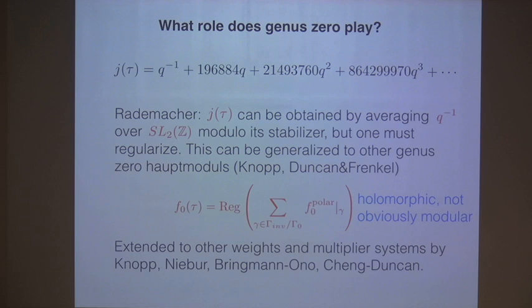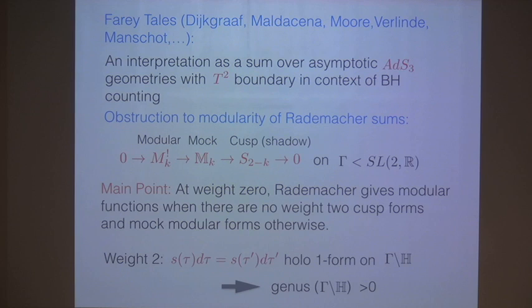So there's a regularization. This was generalized to other genus zero groups and other genus zero functions, their Hauptmoduln. And the regulator preserves holomorphy, but it's not obviously modular. So you have to figure out whether you're going to get something modular or not. In the physics literature, this story goes under the name of Farey tails and was worked out by these gentlemen in a couple of papers. And it has an interpretation as a sum over asymptotic AdS3 geometries with a T2 boundary.